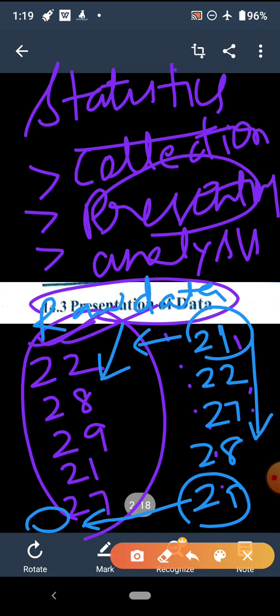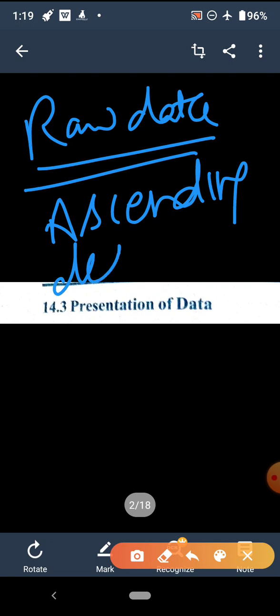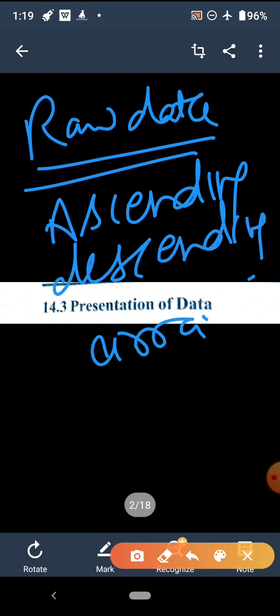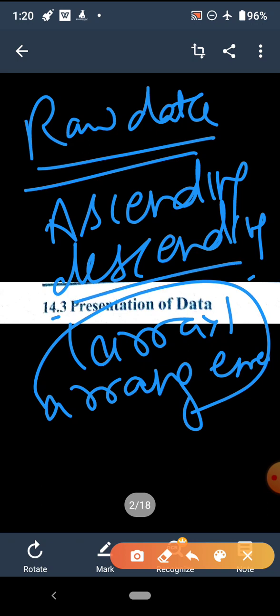The data collected originally is called raw data. But if we arrange it in ascending order or in descending order, we are forming an array. Array means we are doing some arrangement. Then it would be easier.